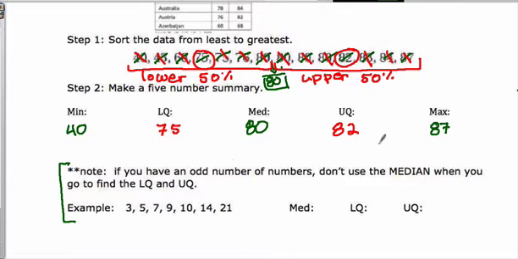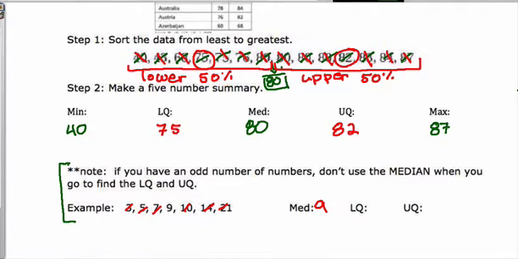Before we move on to actually creating the box plot, I want to show you something. Because in this case, we had an even number of numbers and we had to find the mean. But it's a little bit different when you have an odd number of numbers. So note, if you have an odd number of numbers, don't use the median when you go to find the LQ and the UQ. In this case, this has nothing to do with the problem up here. I just want to show you another quick example, to interrupt this process for a moment, because this is going to come up. So I'm going to find the median here. I have this, this, this, this, this. The median then is 9.